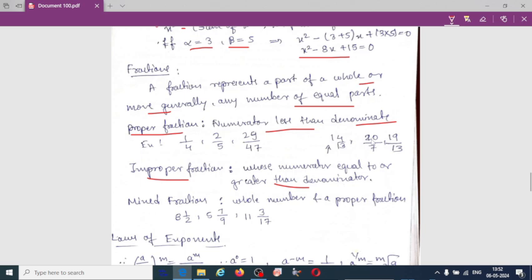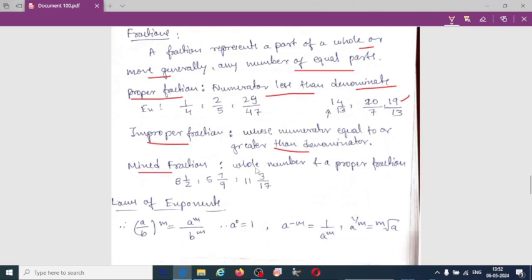So 14 by 13, 20 by 7, the numerator is greater here and the denominator is smaller in number. A mixed fraction has a whole number and a proper fraction. In a proper fraction, the numerator is smaller than the denominator. So in a mixed number we can take the whole numbers like 8, 1 to 0 to 9, for example 8 and 1 by 2. So these are examples of mixed fractions.